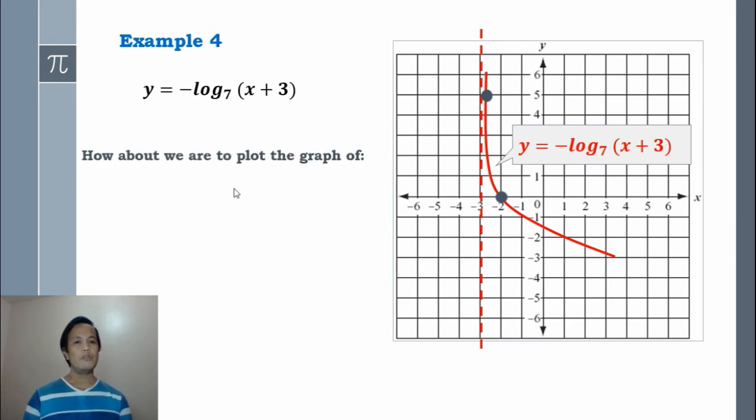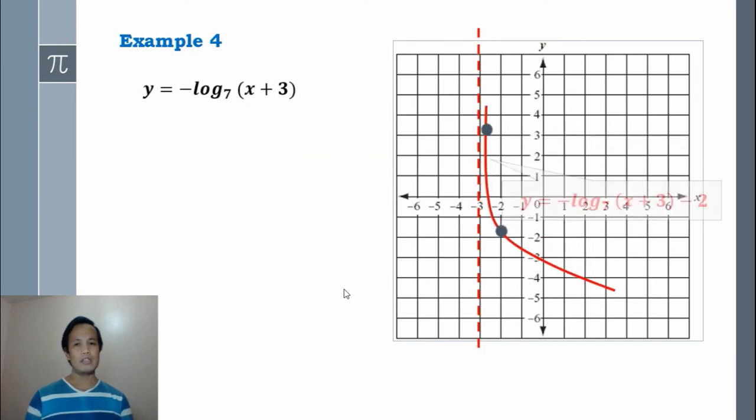How about we plot the graph of y equals negative log of x plus 3 base 7 minus 2. This time, we now have the vertical translation, which is negative 2. The graph will move 2 units downward. But since this is a vertical translation, the vertical asymptote will not change, only the graph will move 2 units downward. So therefore, the graph will look like this, 2 units downward.